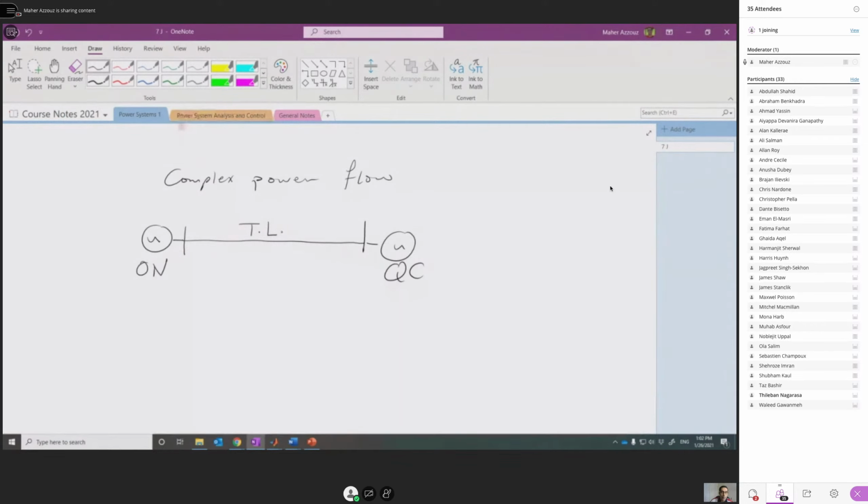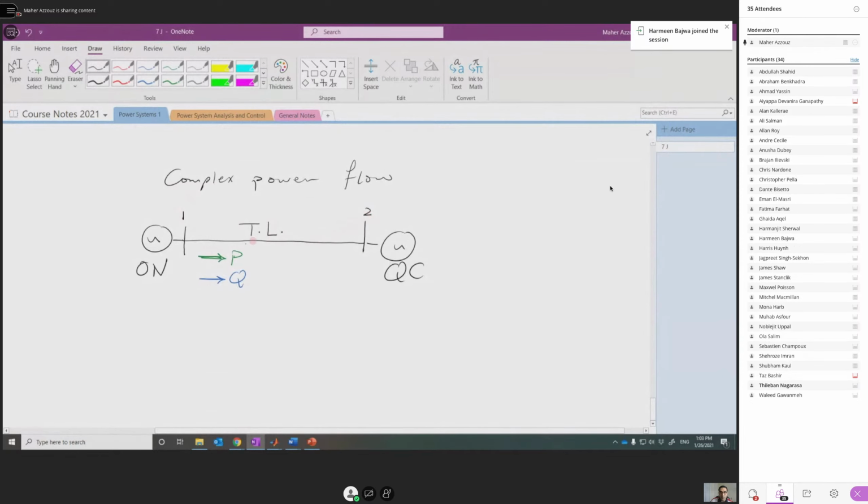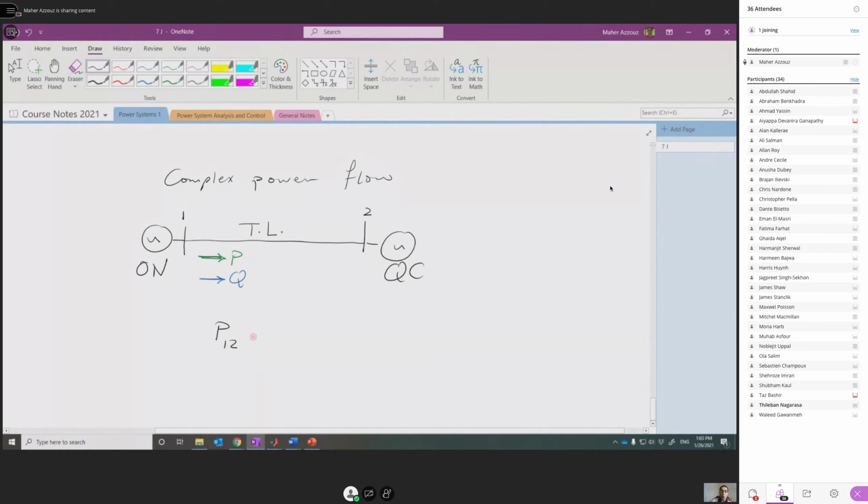We have the active power and the reactive power. If this is bus 1 and this is bus 2, then P12 is proportional to the angle difference between bus 1 and bus 2. This is equal to V1, the magnitude of the voltage at bus 1, times V2 over X12, and X12 is the reactance of the transmission line.